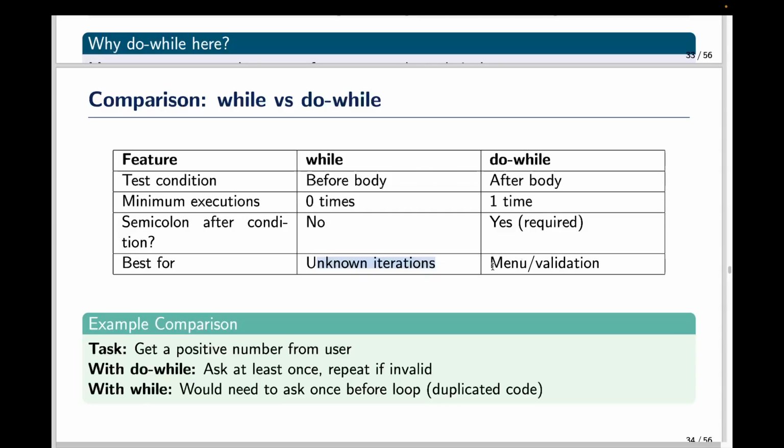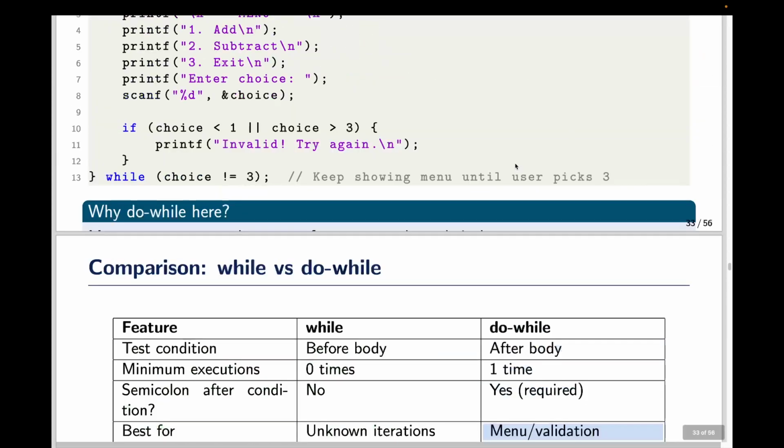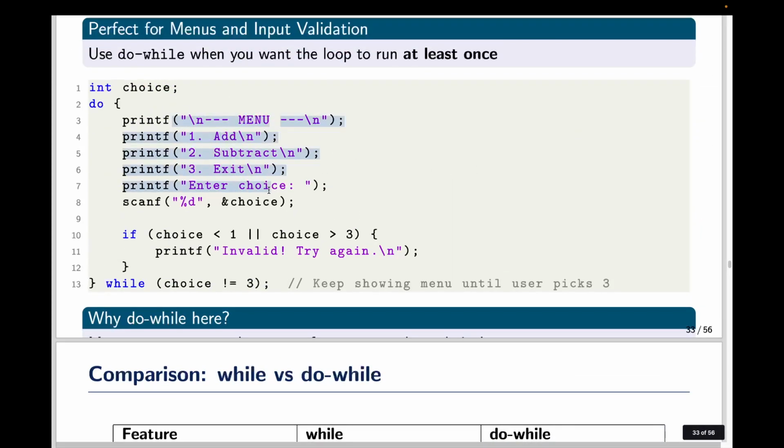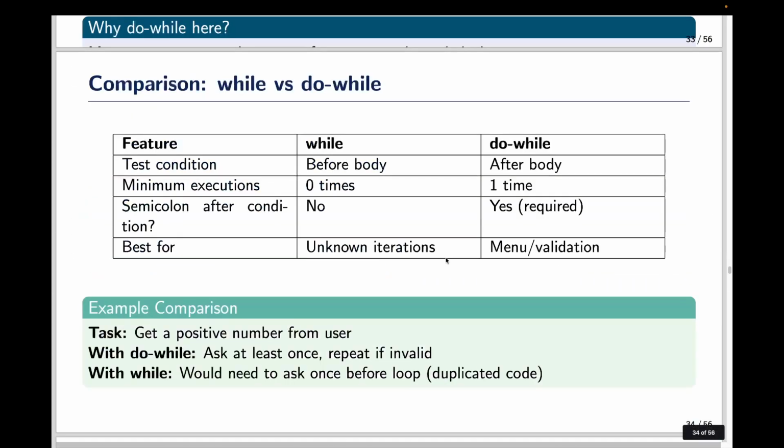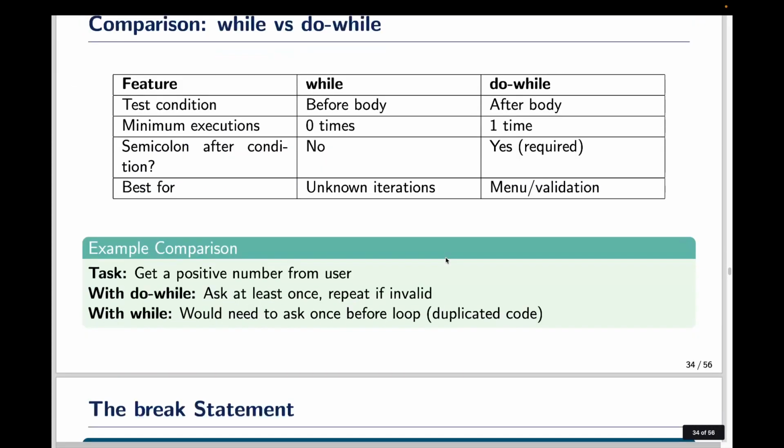But if you have some menu or validation, then of course you have to use the do while loop, as shown in this example, because you are printing add, subtract, exit, and maybe you have add, subtract, multiply, divide, and you are doing something over there. So you can use this do while loop if you want to have it over there.